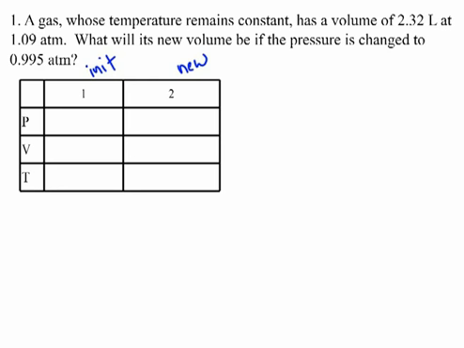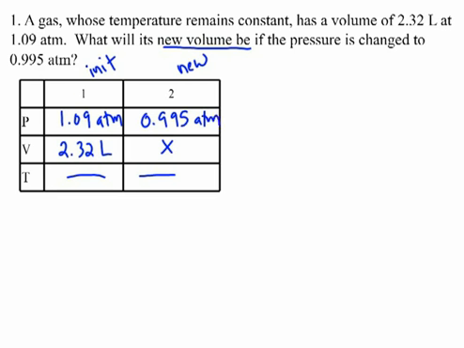So when you read through the problem, it says a gas whose temperature remains constant has a volume of 2.32 liters at 1.09 atmospheres. What will its new volume be if the pressure is changed to 0.995 atmospheres? So the temperature is remaining constant, so I'm going to put dashes through those. It has a volume of 2.32 liters to start, and its initial pressure is 1.09 atmospheres. What will its new volume be? That is going to be our x.